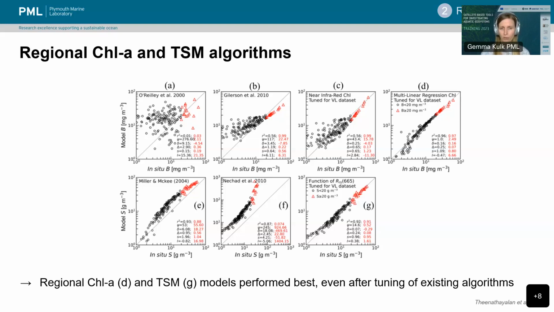And for the estimation of total suspended matter, the existing algorithms actually performed relatively well after regional tuning, but the new polynomial algorithm for total suspended matter performed best in Lake Vembanad. So we now have two regional algorithms that we can work with in Lake Vembanad.